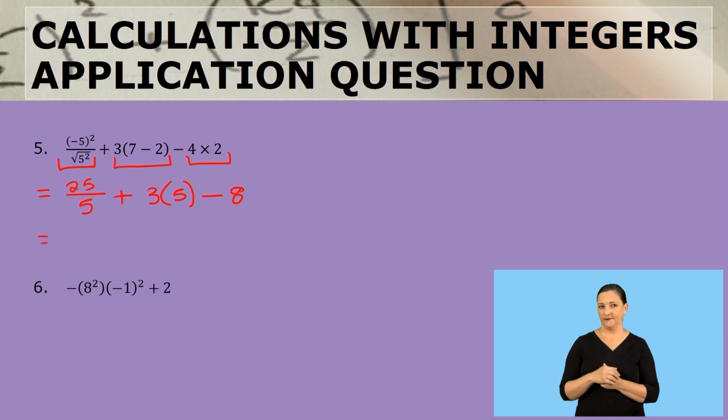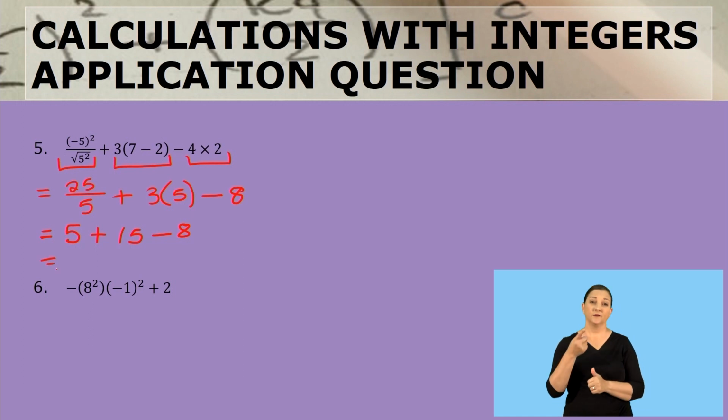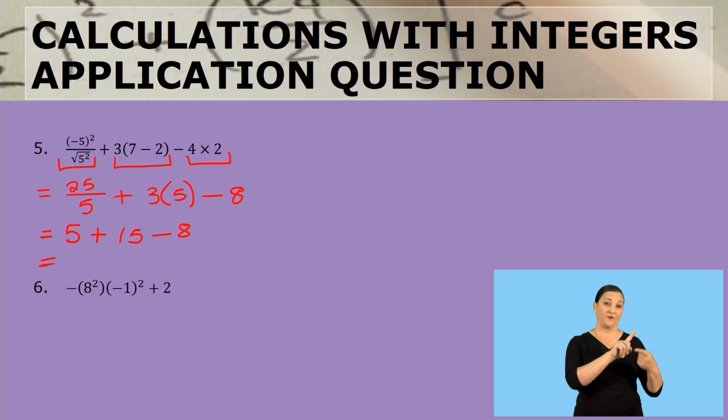But of course, as you can see, we can simplify it further. 25 divided by 5, that is a 5. 3 multiplied by 5, that is our 15. And they are positive because we are multiplying two positive numbers. And then in the end, we are going to subtract the 8, and then that will give us what is 5 plus 15, that is 20. When we subtract 8, that will give us a nice answer of 12.